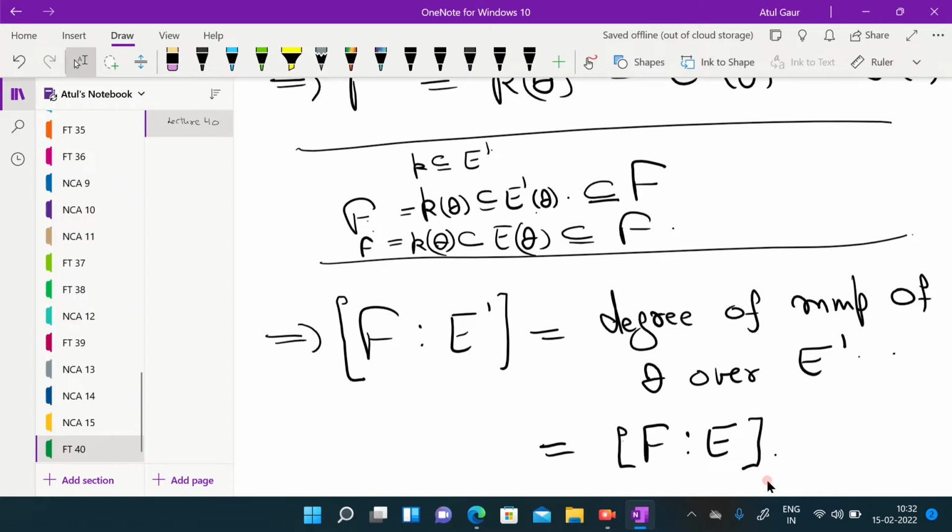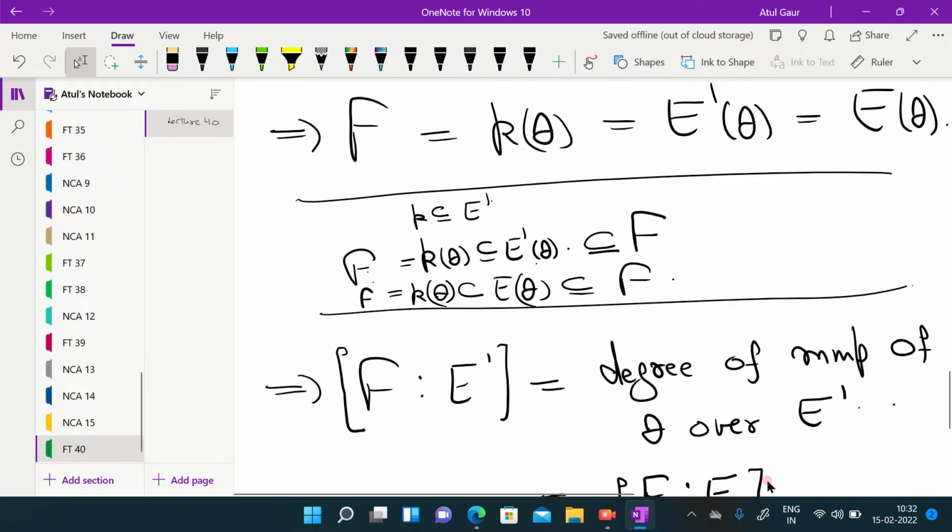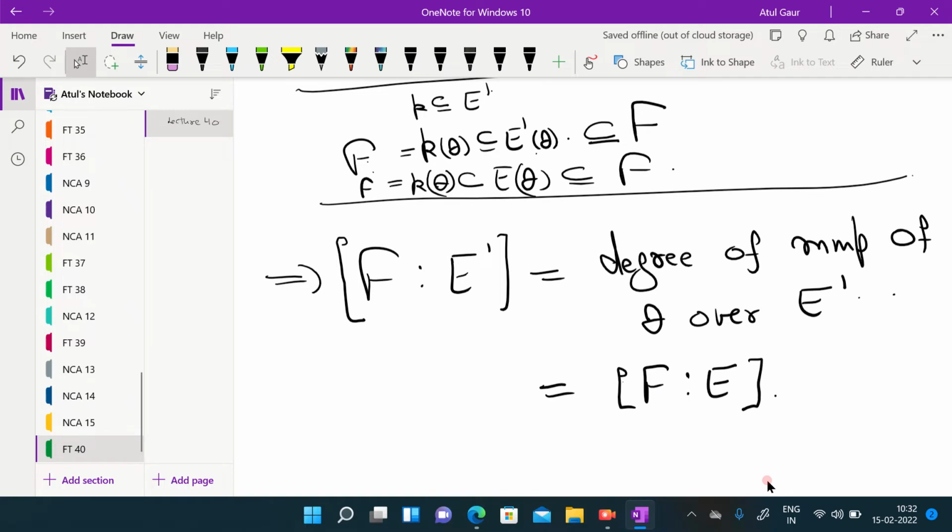ये तो सेकंड चैप्टर सेकंड सेक्शन में एक रिजल्ट था ना, डिग्री ऑफ k थीटा ओवर k इज द MMP ऑफ थीटा ओवर k. तो ये F क्या है, E dash थीटा है. So degree of E dash theta over E dash is the degree of MMP of theta over E dash. वो MMP GX है. And exactly the same logic will be applicable to degree of F over E. So you have the equality.